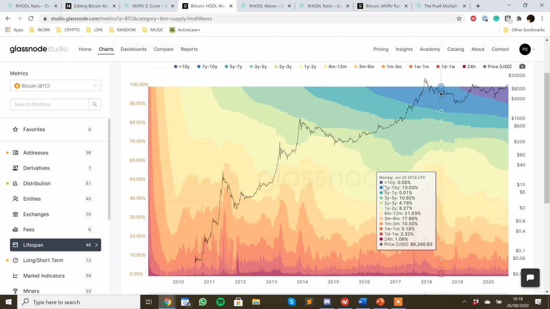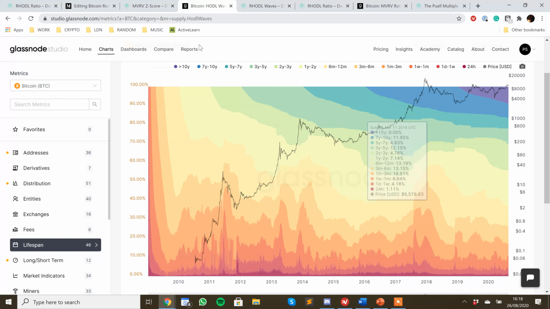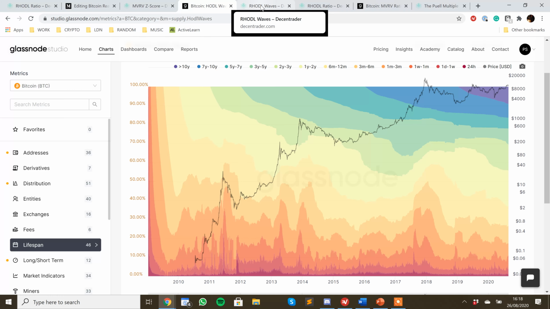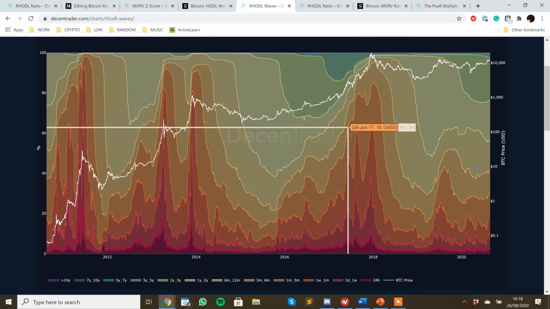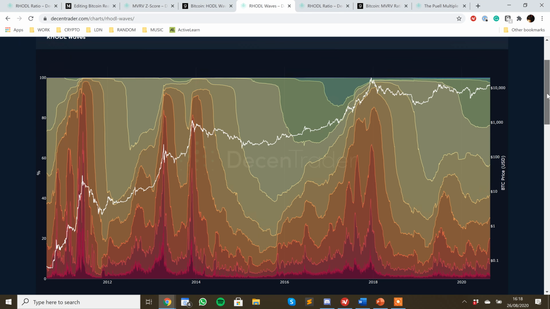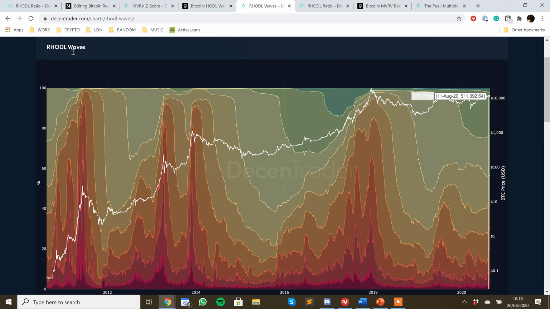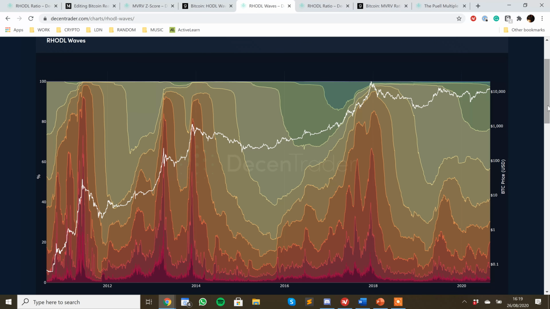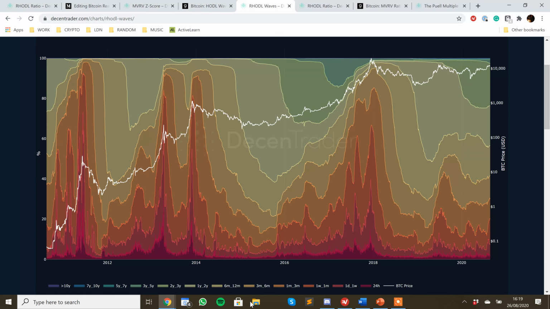So hodl waves is another really useful tool, and the reason we look at it is that the new indicator I'm leading up to combines both realized value and hodl waves together. Decentrader subscribers get access to this chart, which is our hodl waves. It's actually locked for everyone else, but you guys can access it. What it's essentially doing is assigning a weighting of realized value to each of the hodl waves. So it's not just based on time, it's based on the realized value of the coins within those different age bands. Does that make sense, Phil?